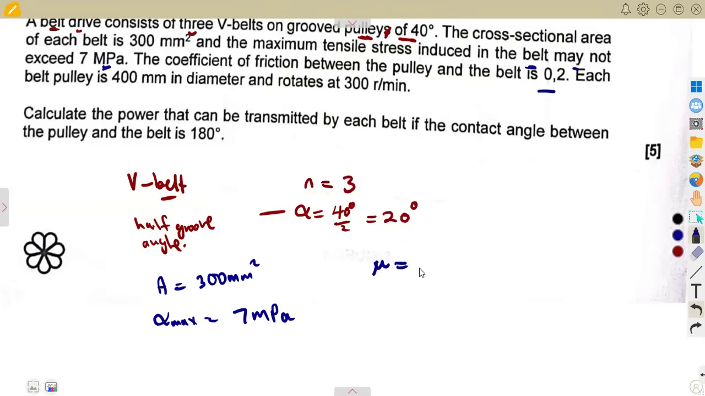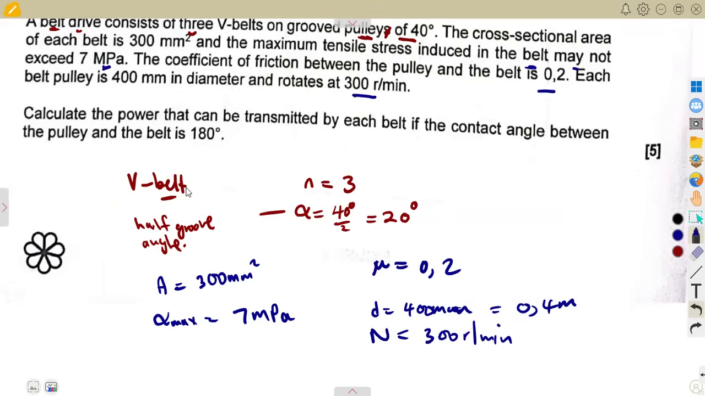That is what you're given there, and the pulley, which is 0.2. Each pulley is 400 millimeters in diameter, which is actually 0.4 meters, and rotates at a speed of 300 revolutions per minute. With this information, the question was to calculate the power that can be transmitted by each belt if the contact angle between the pulley and the belt is 180 degrees.